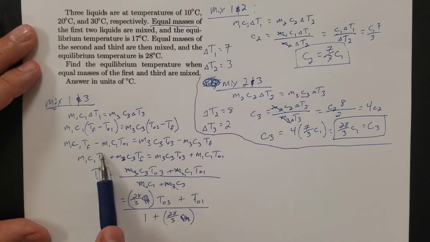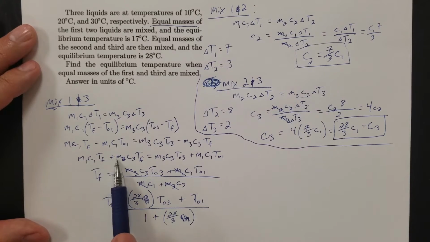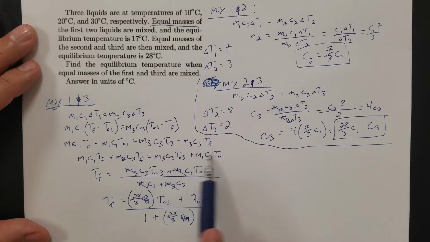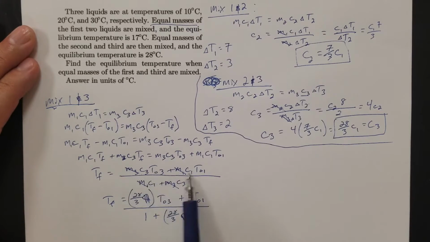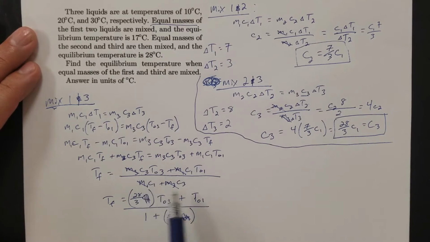So final temperature equals M1C1 plus M3C3, right? And then this divided by M1C1 plus M3C3, right? Not 2, 3. That gives you my final temperature. Okay, so now I've got final temperature. So that's equal to, I canceled out all the masses, right? Because it's all the same mass. It's equal to C3 times the initial of 3 plus C1 times the initial of 1 over C1 plus C3.